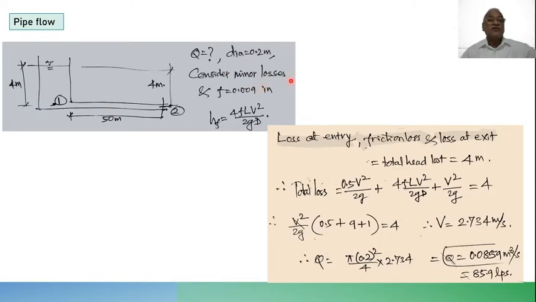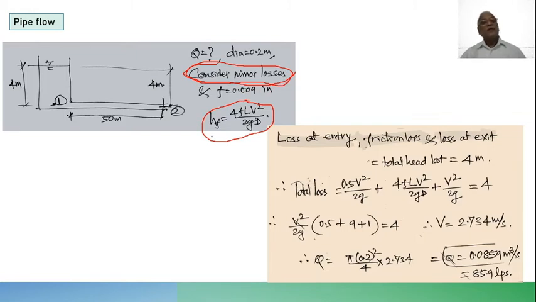Consider minor losses. That's an important point here, because generally they say neglect in many problems, but here they have said consider minor losses. F is equal to 0.009 in hf equal to 4FLV squared. So they specify in some question papers whether it is 4FLV squared or FLV squared. In this they had mentioned in the question paper itself that hf equals 4FLV squared by 2gD. In that, 4 is the coefficient, and the friction factor F is 0.009.